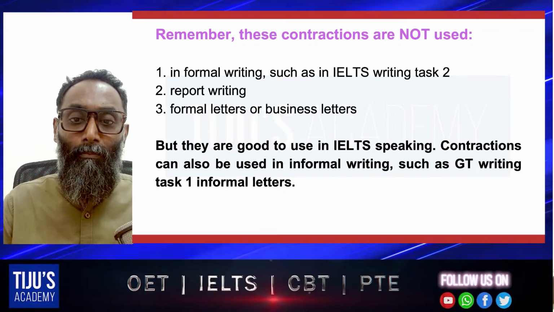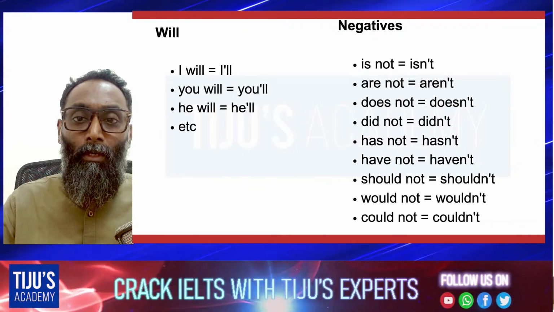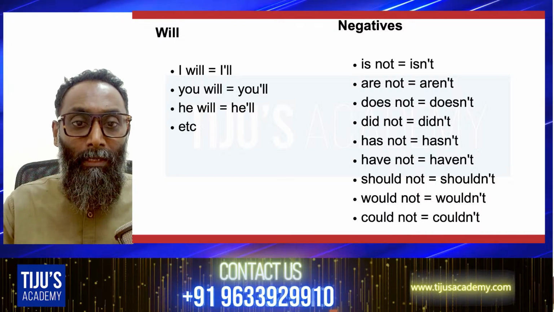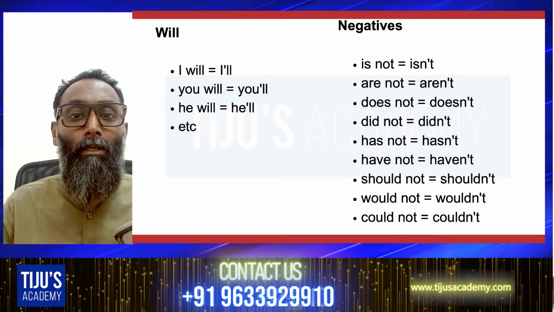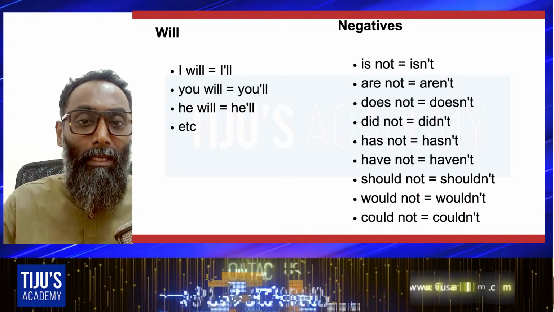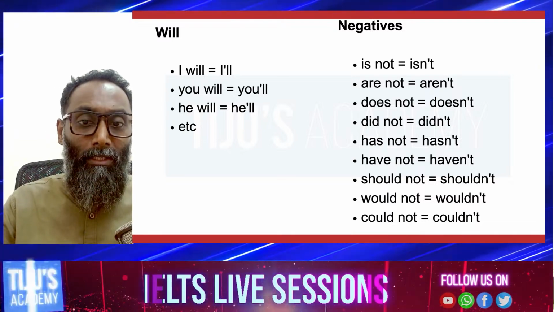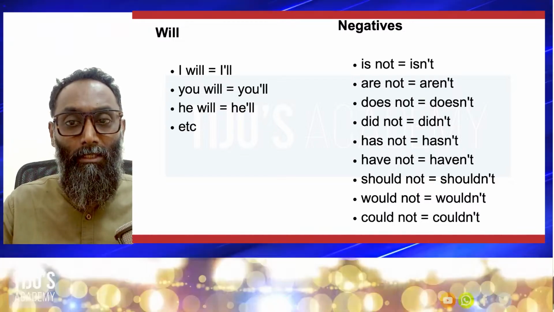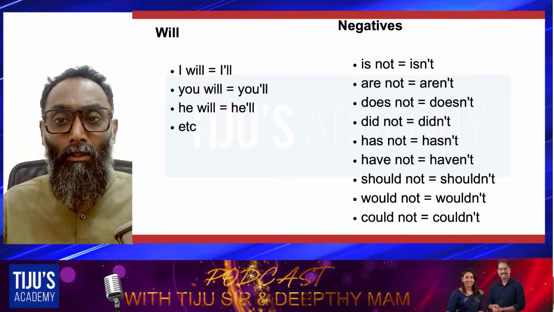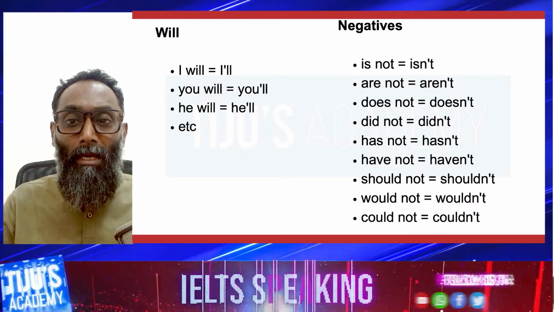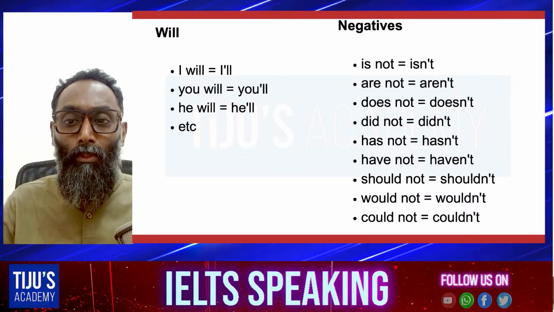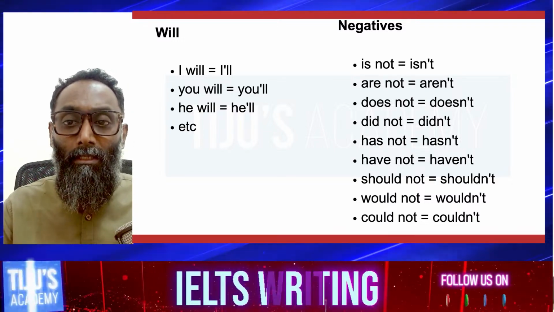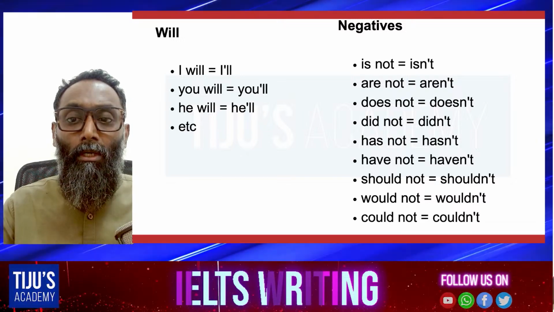For example, we are not going to write I'll, we are going to write I will. In your writing task 2, you are not going to write you'll, you are going to write the full form, that is you will, he will, right? You are not going to write the contractions in writing task 2. Same as the negatives, is not should be written as is not, not isn't. Same thing goes with are not, does not, did not, has not, have not, should not, would not, or could not. You are not going to write isn't, aren't, doesn't, didn't, hasn't, haven't, shouldn't, wouldn't, couldn't.